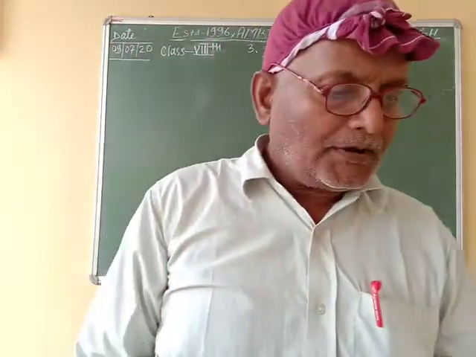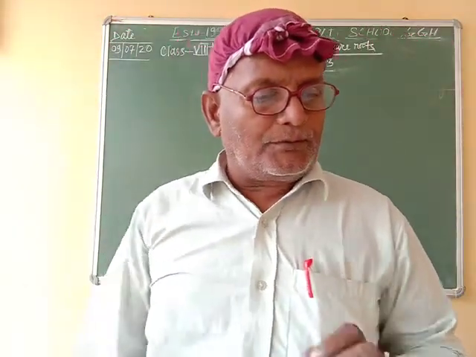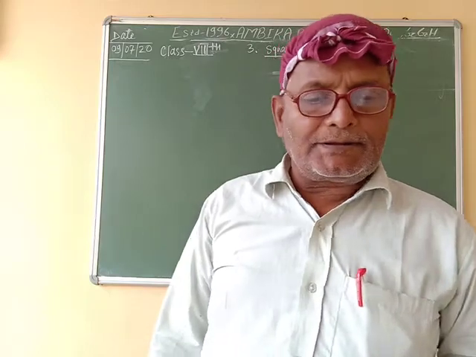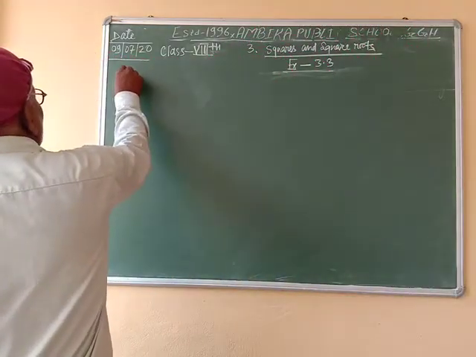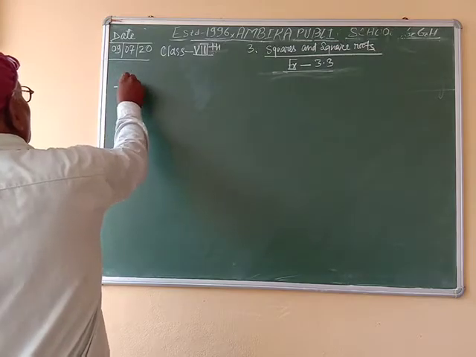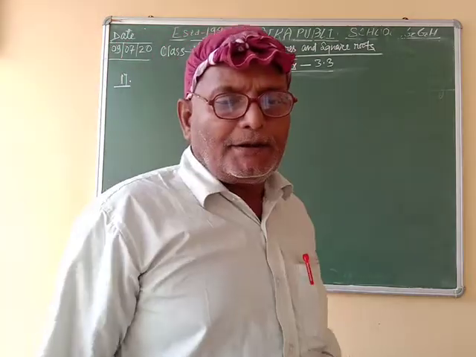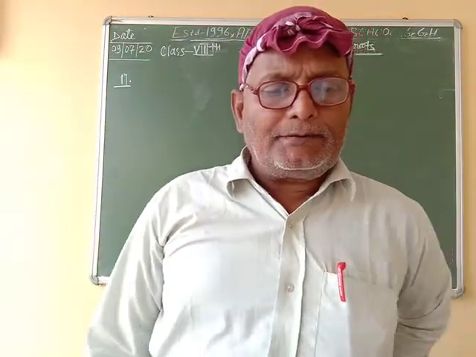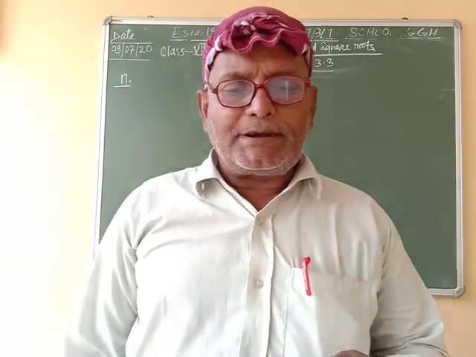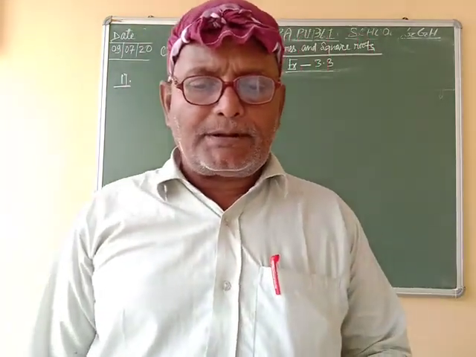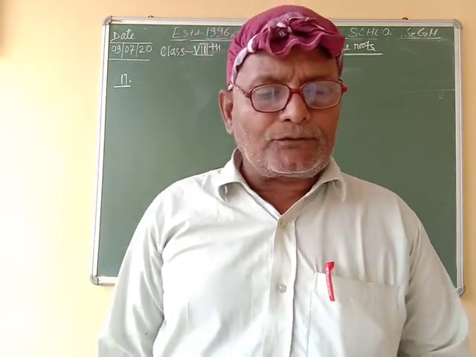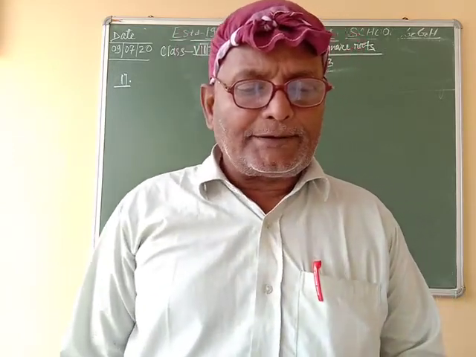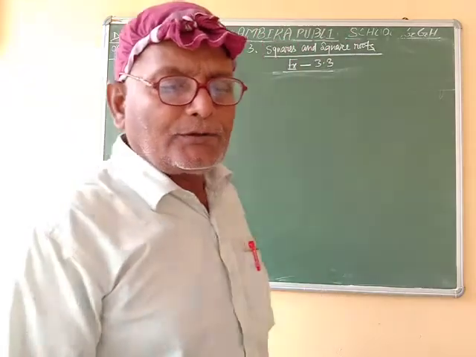Students, this period I am going to solve some problems from exercise 3.4. Question number 17: Find the least number which must be subtracted from each of the following numbers so as to get a perfect square. Also find the square root of the perfect square so formed. First number question.